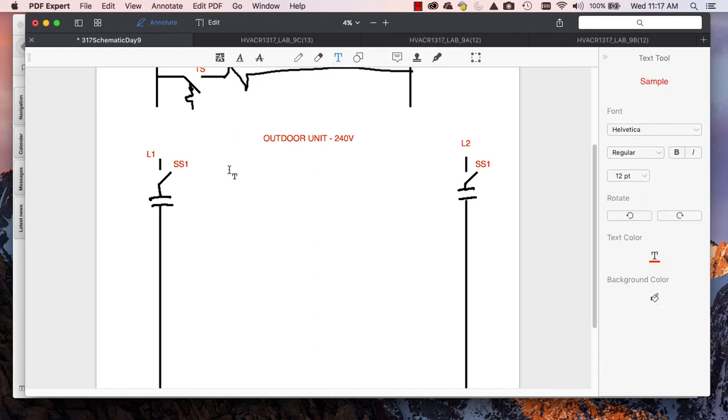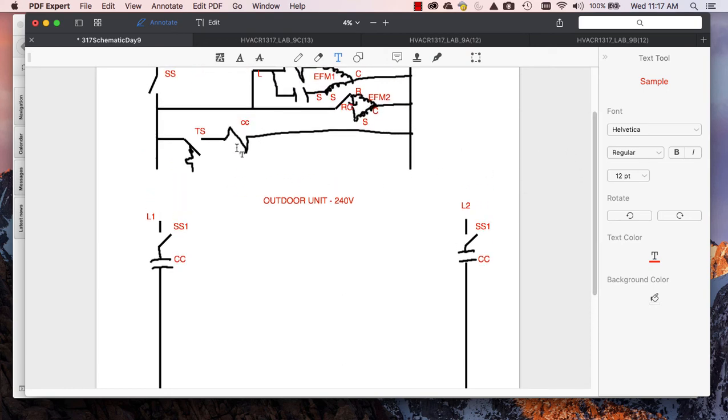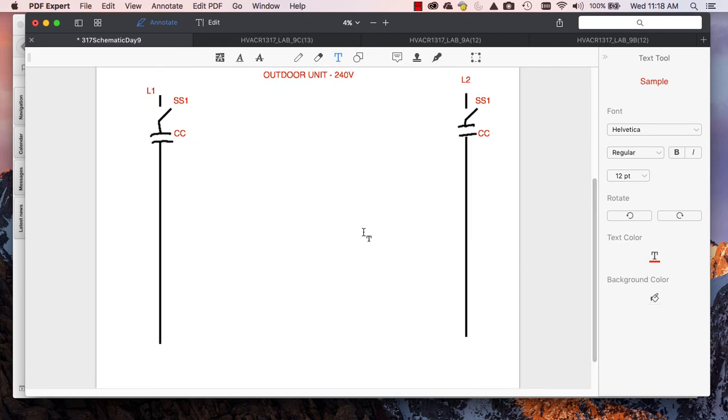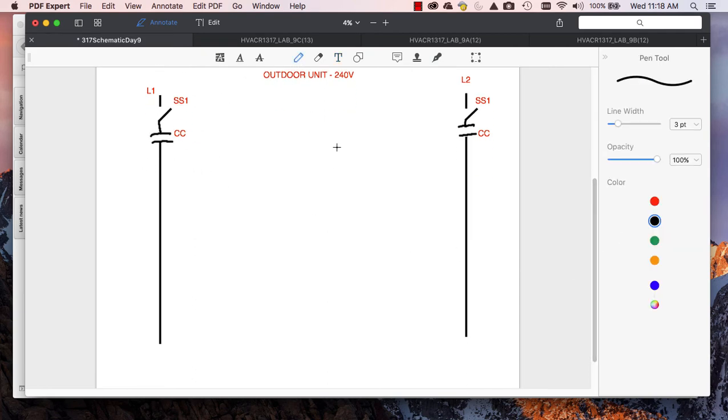Okay, I'm going to label that CC on both sides. Now, what that does, remember the CC up here that's being controlled by my thermostat? That's connected electronically to the outdoor CC. So this is a 120 volt coil controlling a 240 volt load. So let's go ahead and I'm going to draw my first motor.